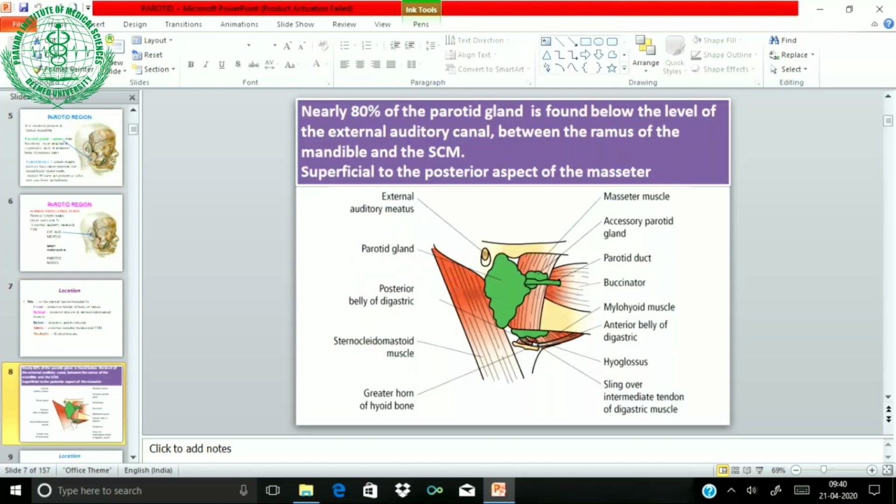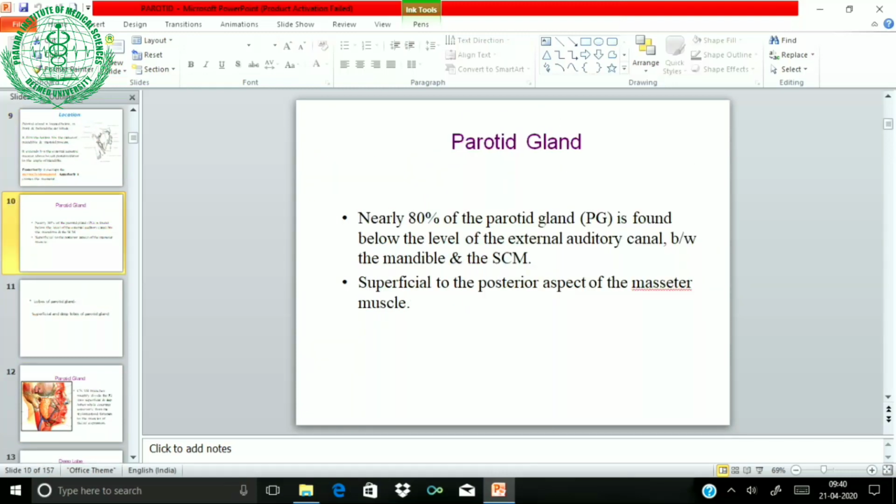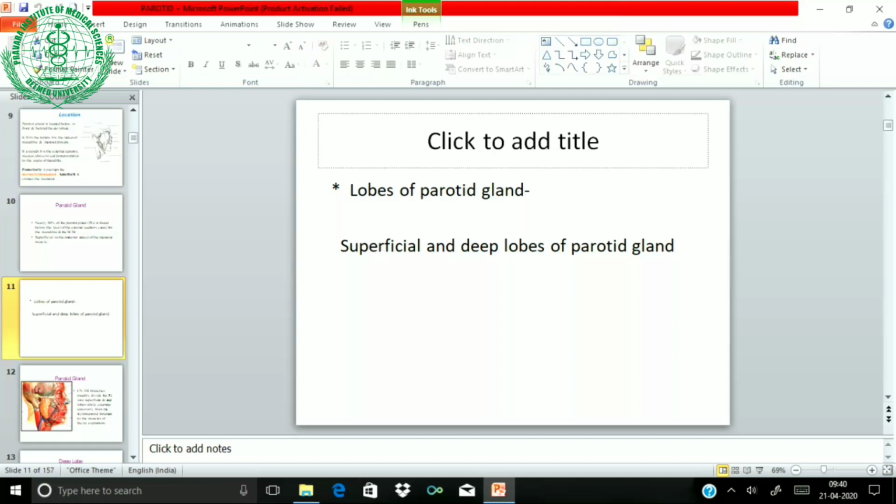Now after the location of the parotid gland, here regarding the lobes of the parotid gland. The parotid gland consists of two lobes. The two lobes which lie in the parotid gland are the superficial and deep lobes.